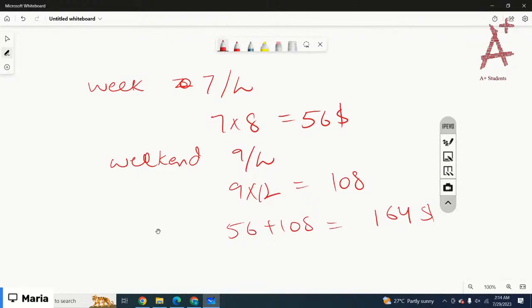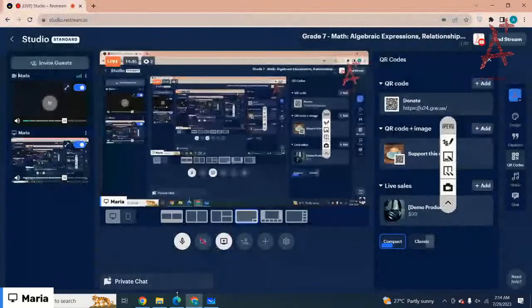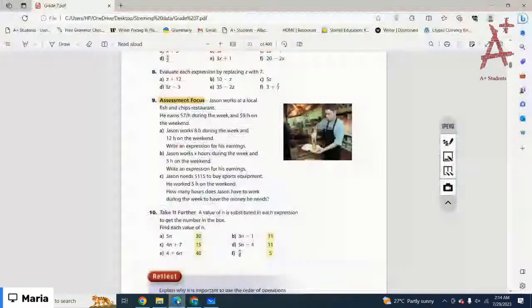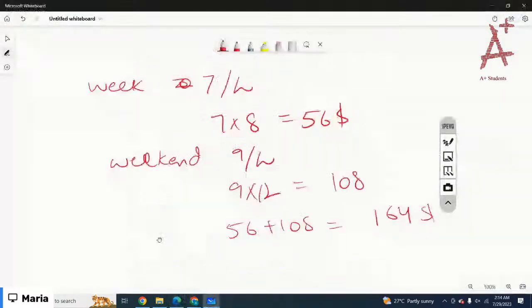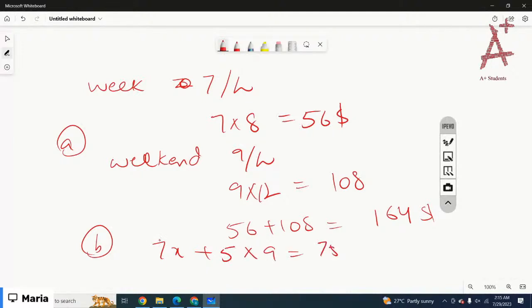Okay, for the second step, what you have to do: Jason works x hours during the week and 5 hours on the weekend. So you don't know how much he worked during the week. This is the B part. So it would be 7 times x and plus 9 times 5 hours during the weekend. So it would be 7x plus 45. Got it?